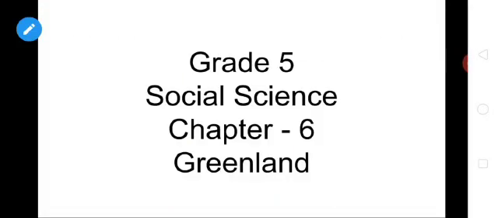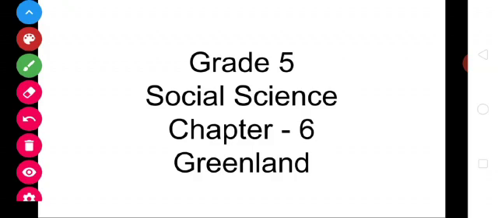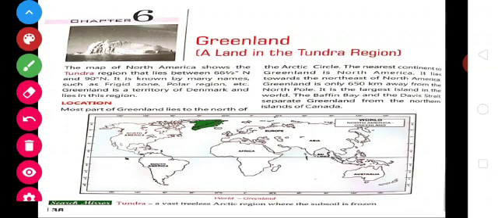Grade 5 Social Science, Chapter 6: Greenland. Greenland is the largest island of the world. In this chapter we are going to learn about Greenland. Greenland is a land in the Tundra region. Tundra means a treeless Arctic region where the subsoil is frozen. The region is fully covered with snow and ice.